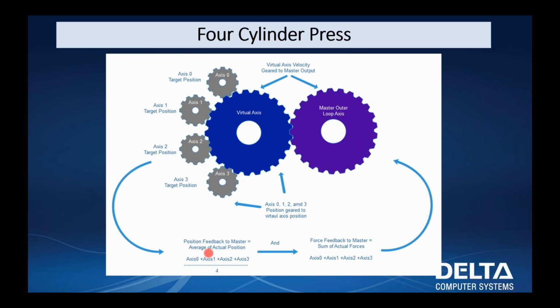Well, for position, we take the average of these 4 actual positions. So we average it out, right? Axis 0 through 3, all added together and divided by 4. And for our force, we take the sum of the forces, right? Because if you say go to 20 tons, you don't want 20 tons on each of these axes. You want 20 tons total, but you always want to be level.